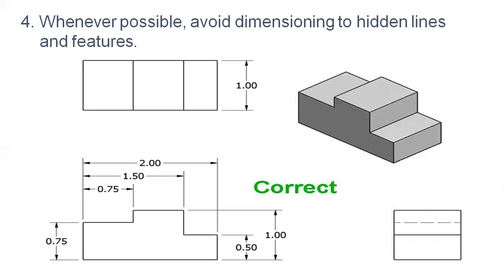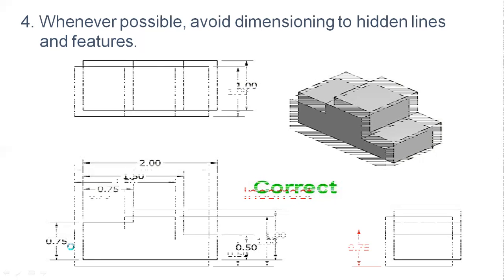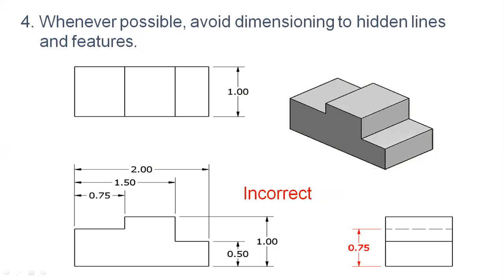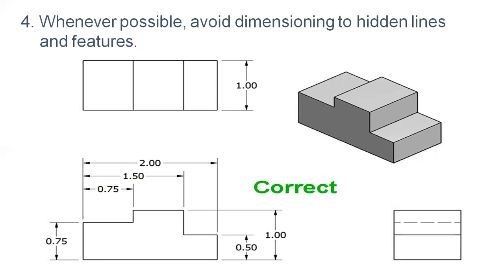In the correct way of dimensioning, the maximum dimensions are shown in the front view, 0.5 and 1, and the dimensions with respect to the hidden line are not shown. Dimension is shown with respect to the visible part, that is the 0.5. In the previous case, it is shown as 0.75 with the dotted lines. It should be matched with the visible feature.